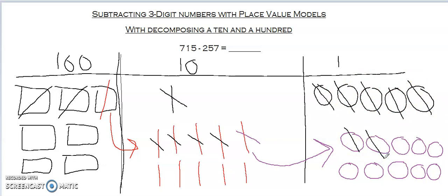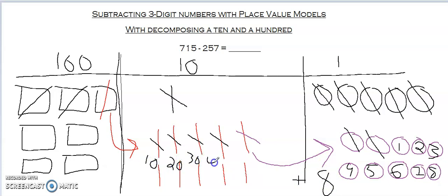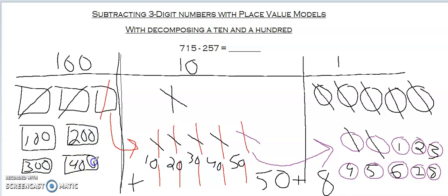I have subtracted 257, so now I can count what is left to find the difference. 1, 2, 3, 4, 5, 6, 7, 8, and 10, 20, 30, 40, 50, and 100, 200, 300, 400. So 400 plus 50 plus 8 is 458.